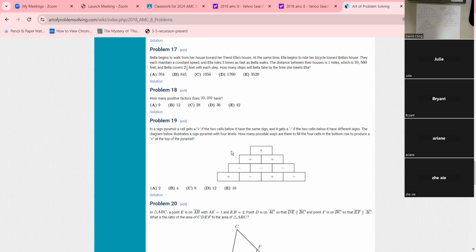Or for these to all be minus, they all have to be different, which means they must be in alternating order. So plus minus, they're different. Minus plus, they're different. Plus minus, they're different. Or we can have minus plus, they're different. Plus minus, they're different. Minus plus, they're different.